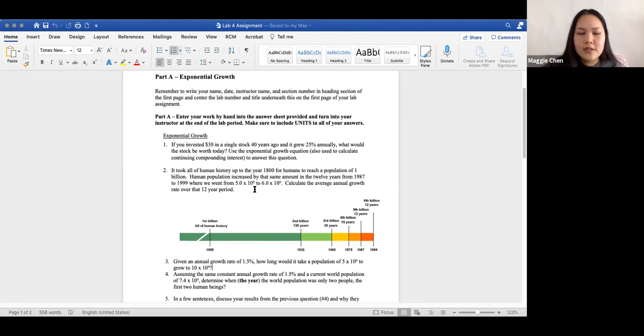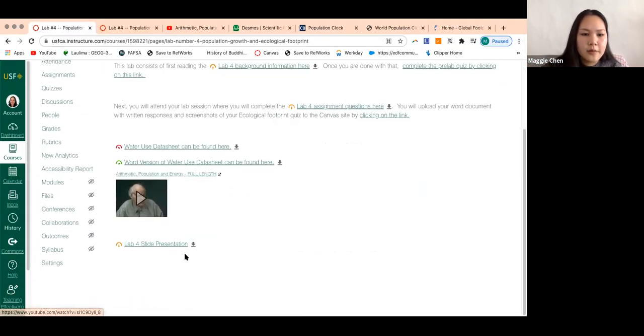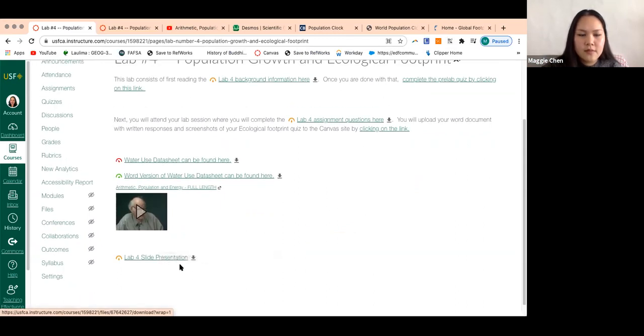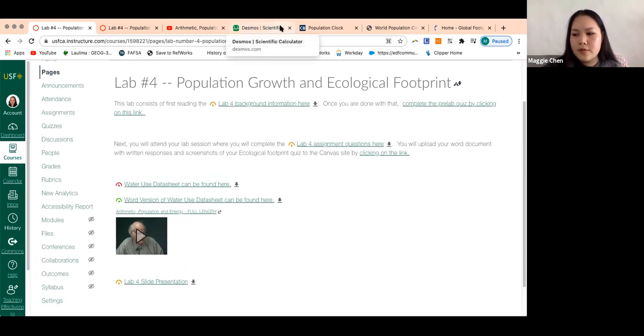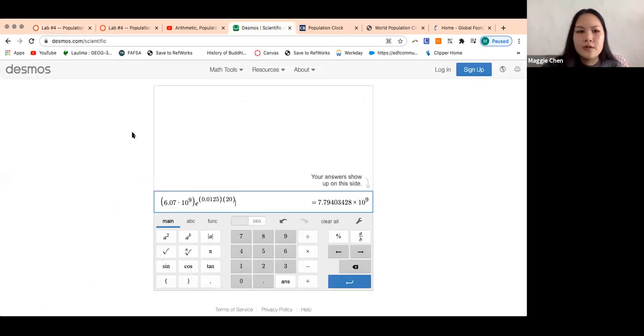And what I would suggest is opening up the slides, the lab 4 slide presentation that you can find on Canvas, and having those equations next to your Word doc and referring to those equations as you do these problems. Again, Desmos is, if you don't have a scientific calculator or graphing calculator anywhere near you right now, you can use Desmos, this online calculator.